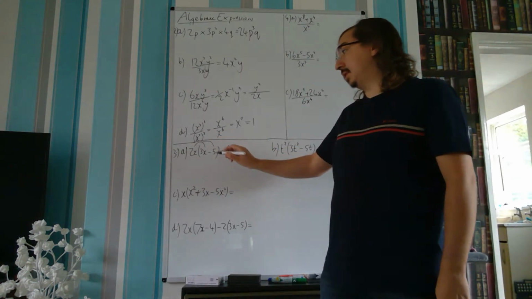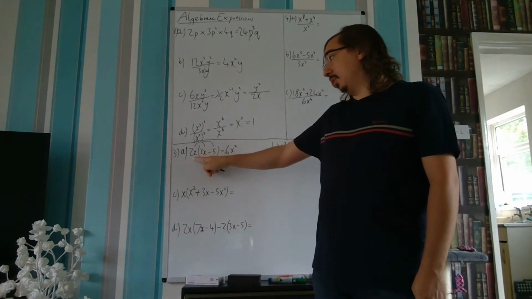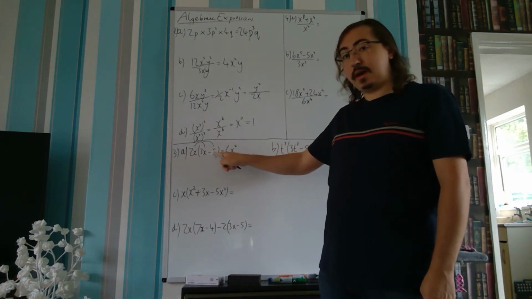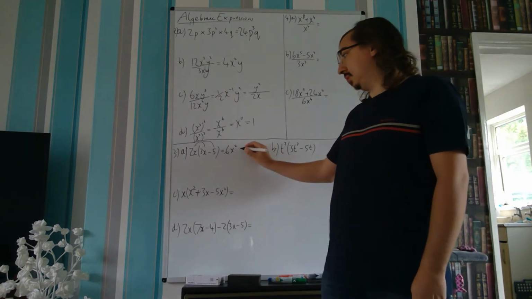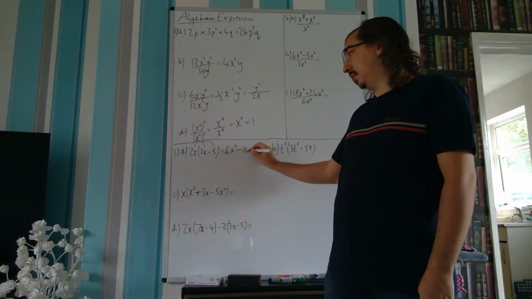And then slightly simpler with the next term. We've got 2x times minus 5, make sure you take the sign into account, which gets us minus 10x.